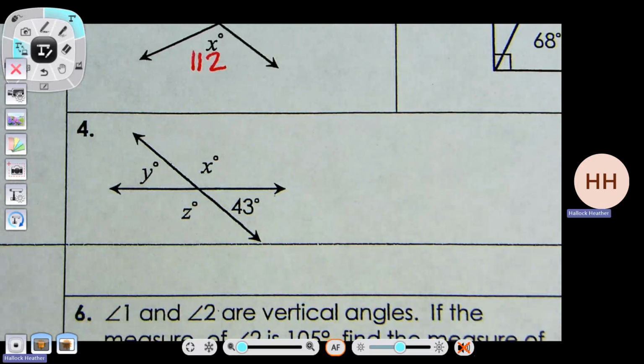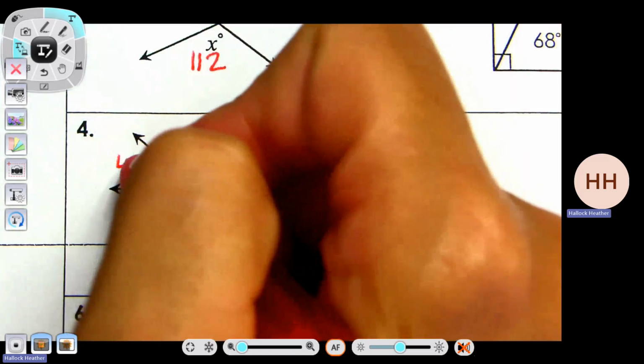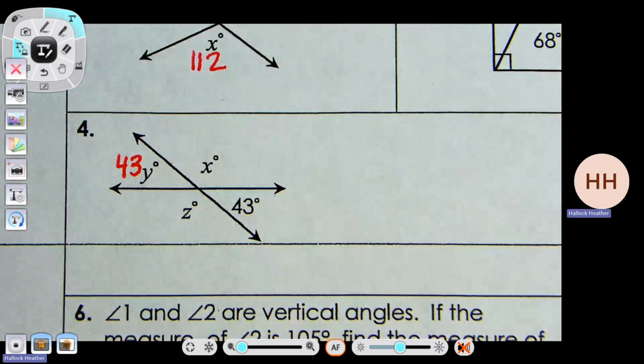So 4 has more than 1. Where can the 43 automatically go? Y. So let's put that over there. It doesn't matter if you find X or Y or Z next. Does anybody know what to do to find either one of them? Add them to make what?